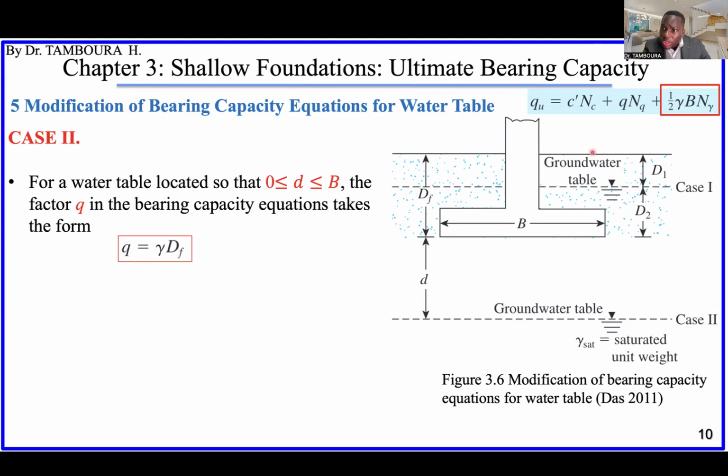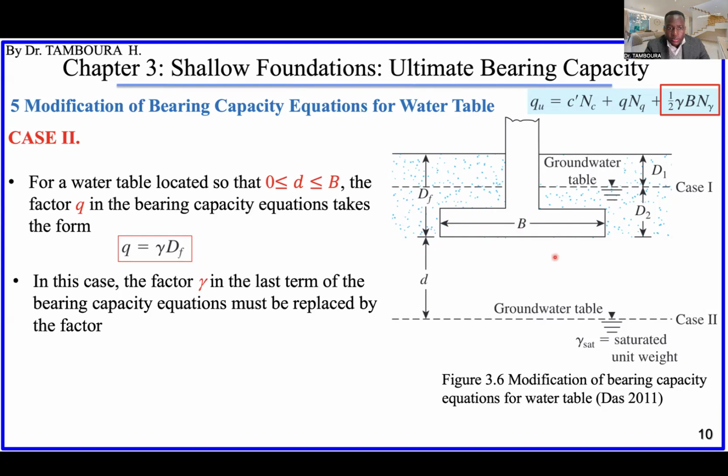But what will happen to this one, this gamma? Because the water table is beneath, we have two zones. In that case, this zone is non-saturated and this zone is saturated. The non-saturated zone thickness is less or equal to B. So this gamma in this last term of the bearing capacity equation must be replaced by this equation. This is what we have.